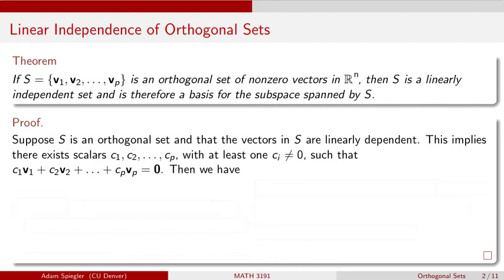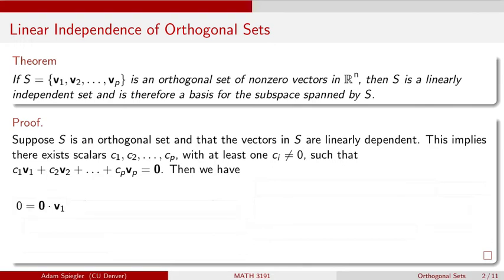So that means there exist scalars c1, c2, up to cp, where at least one of these scalars is non-zero, such that taking a linear combination of the vectors in set S, we get the 0 vector back. And so by assuming these vectors are linearly dependent, there exist such scalars that when we take linear combinations of these vectors in set S, we can get the 0 vector back.